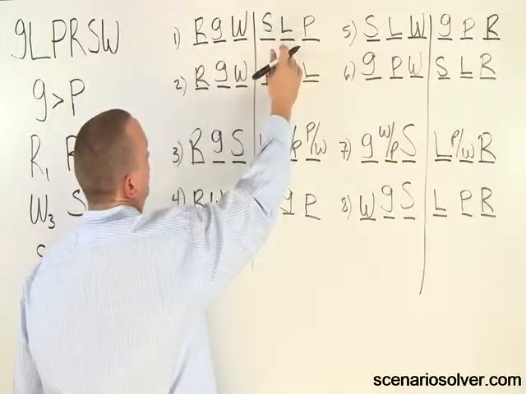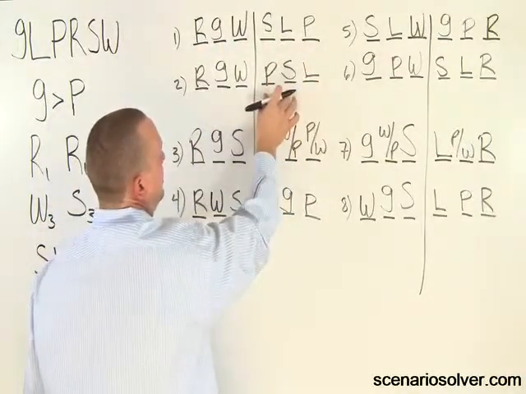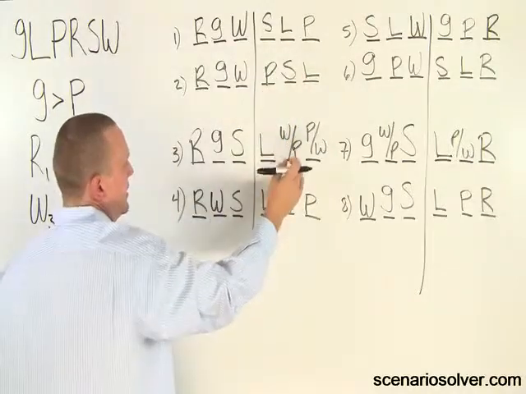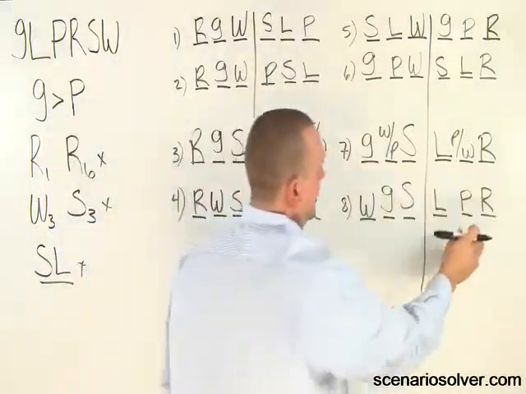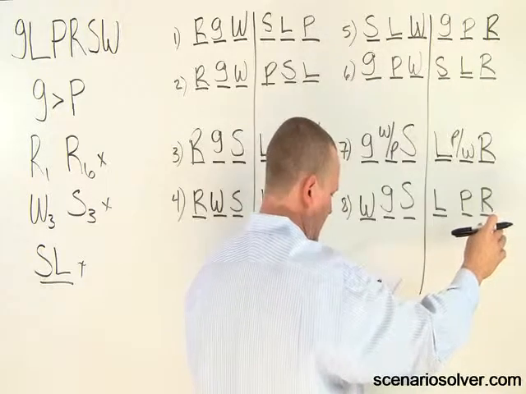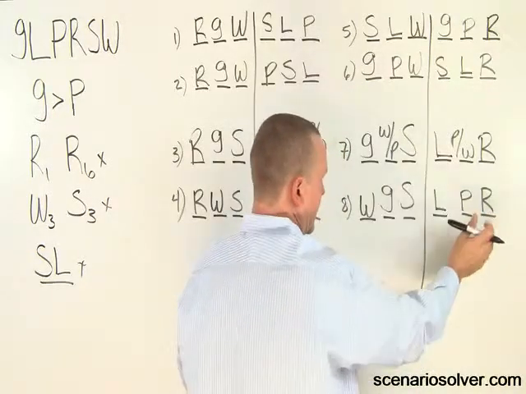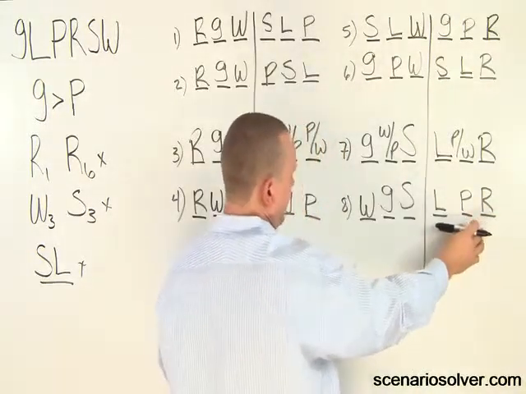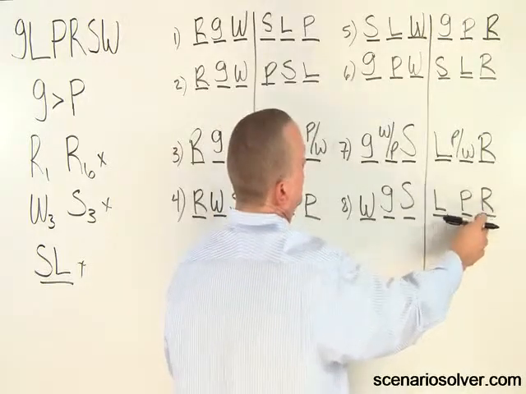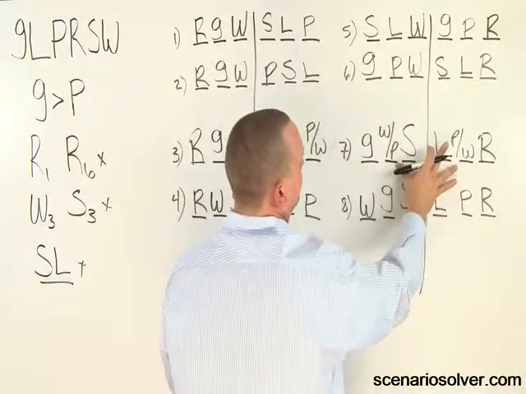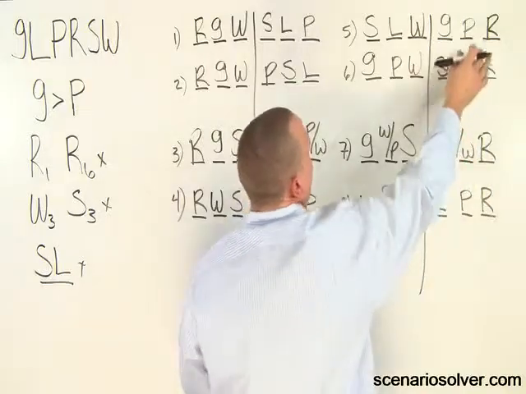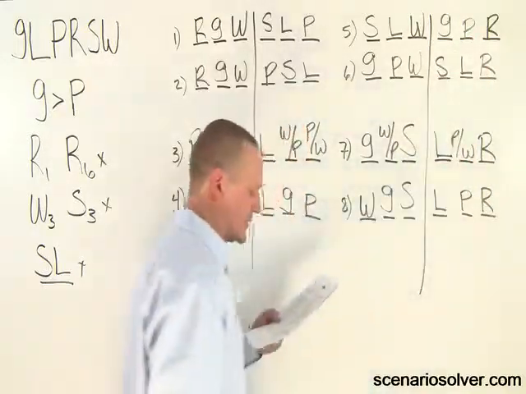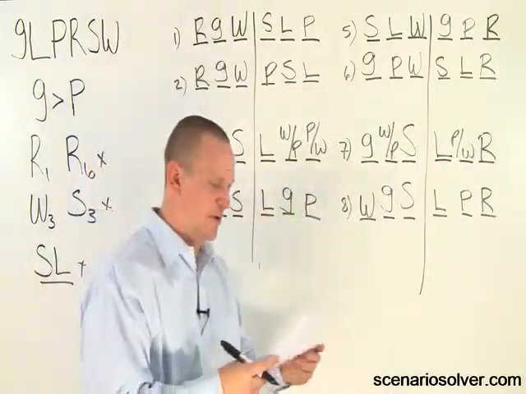We don't have, do we have a PR situation? We don't have it here, here, here, here. We don't have it here. This is not an RP situation. We don't have it here either. This could only be a PR, and it's not there either, so B is the answer to the question.